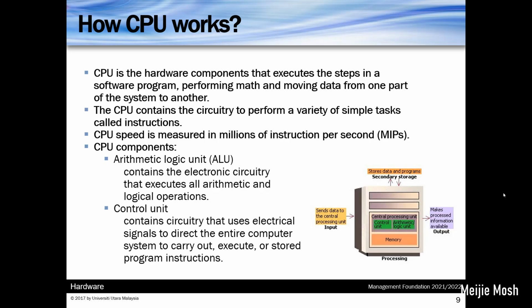So how does a CPU work? The CPU is the hardware component that executes the steps in a software program, performing math and moving data from one part of the system to another. The CPU contains the circuitry to perform a variety of simple tasks called instructions. CPU speed or clock speed is measured in millions of instructions per second.